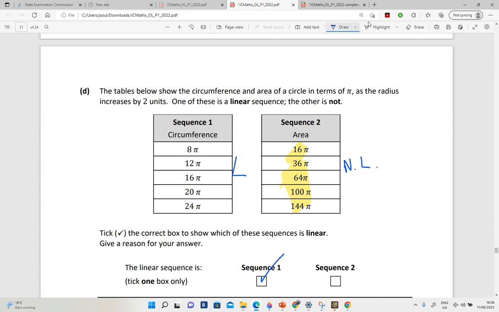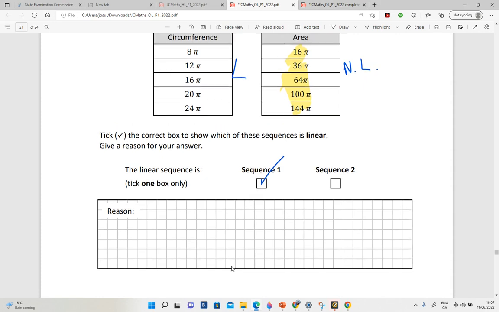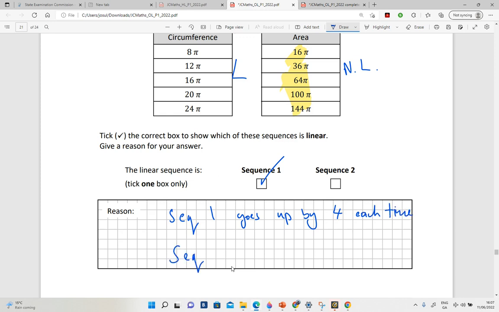Okay, so the answer is sequence 1 is the linear one. And the reason is sequence 1 goes up by 4 each time. Sequence 2 increases randomly, or non-linear. Okay, so that's the answer to that part.